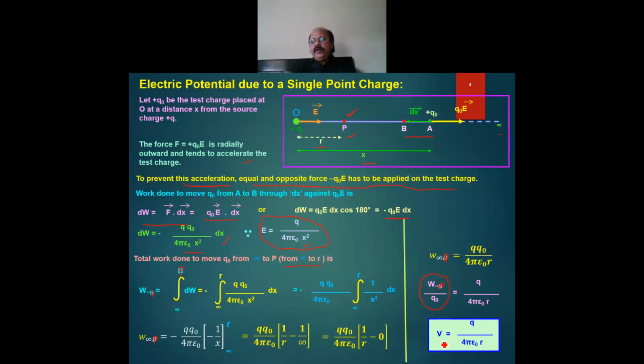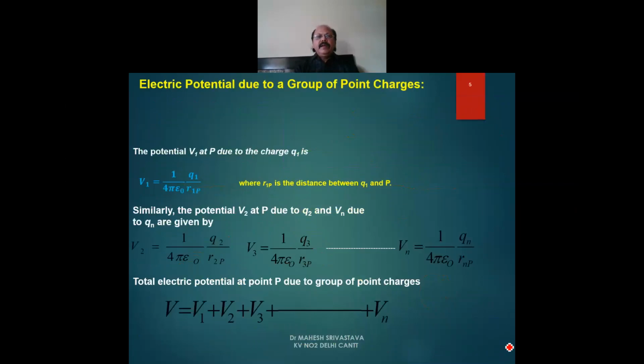V is the electric potential, which is equal to the work done for bringing plus Q naught charge from infinity to the point P. So V equals Q upon 4 pi epsilon naught R. So from here, V is inversely proportional to R. You just remember it.